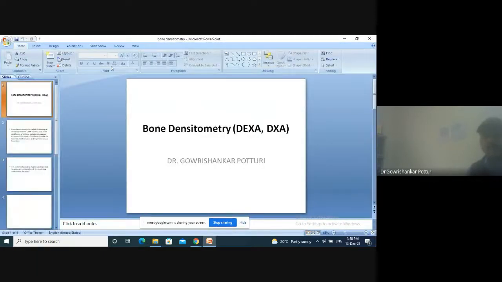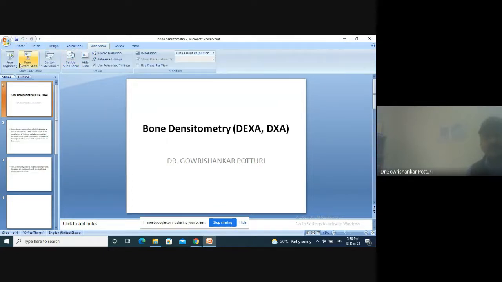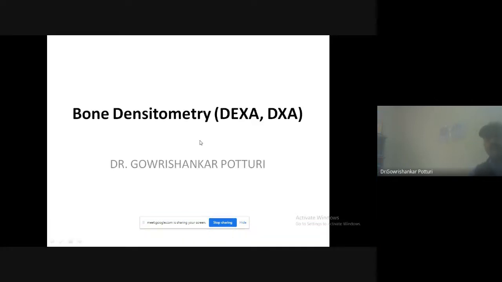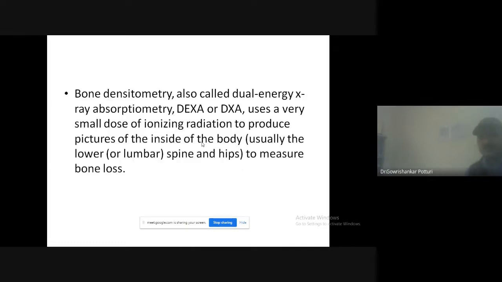See, bone densitometry is also called a DEXA scan or DXA scan. It is an investigative procedure. Bone densitometry is not a therapeutic instrument. It is a scan, an investigating machine. Bone densitometry, commonly called a DEXA scan or DXA scan.